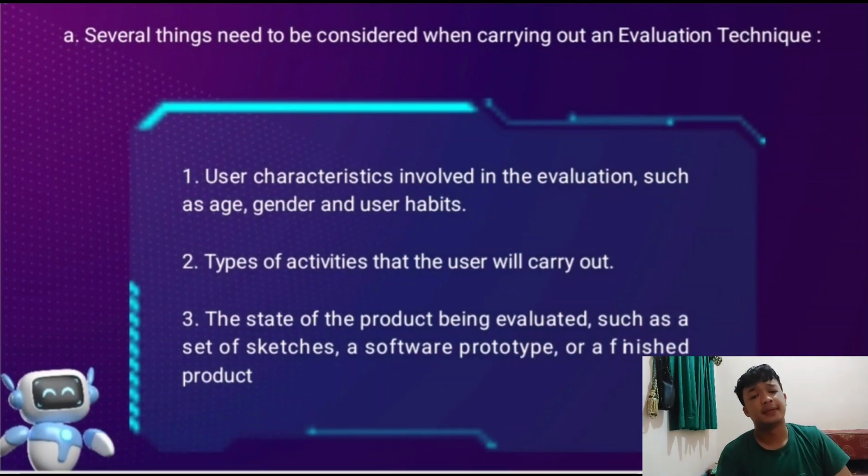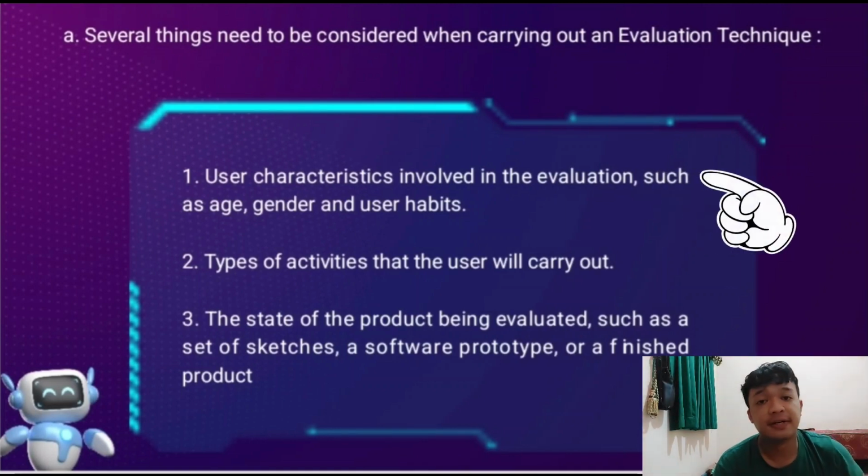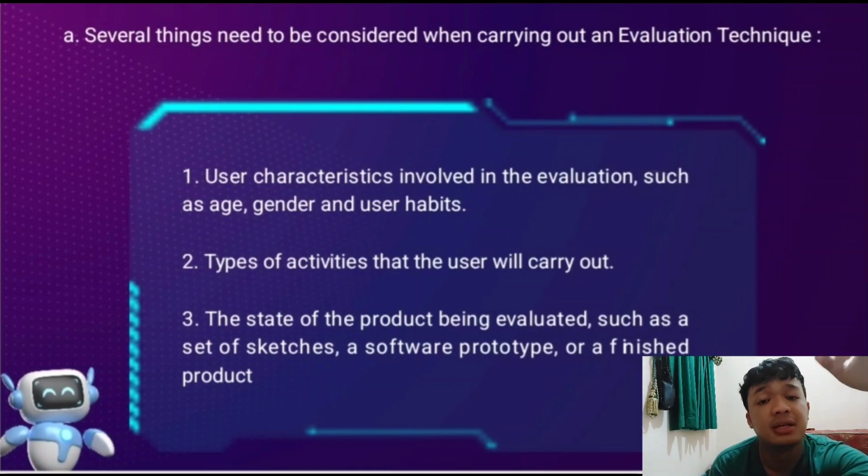Okay, next slide. Several things need to be considered when carrying out an evaluation technique. First, user characteristics in the evaluation, such as age, gender, and user habit, right? First, age. A user's age can influence how they interact with a product or system. For example, children may have limitations in reading or understanding complex instructions, while an older person may have difficulty with interfaces that are small or less intuitive.